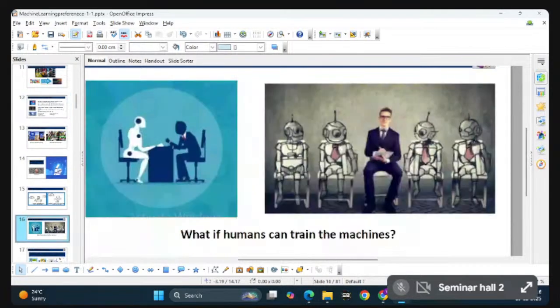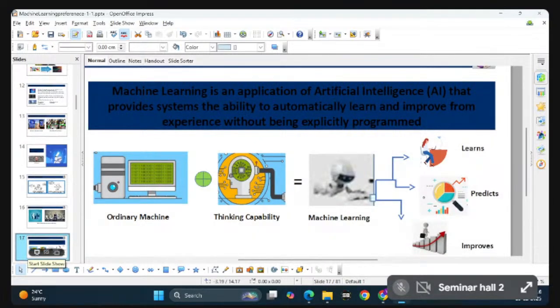Okay, the next. Now write the definition. Machine learning is an application of AI that provides the system the ability to learn automatically and improve from experience.